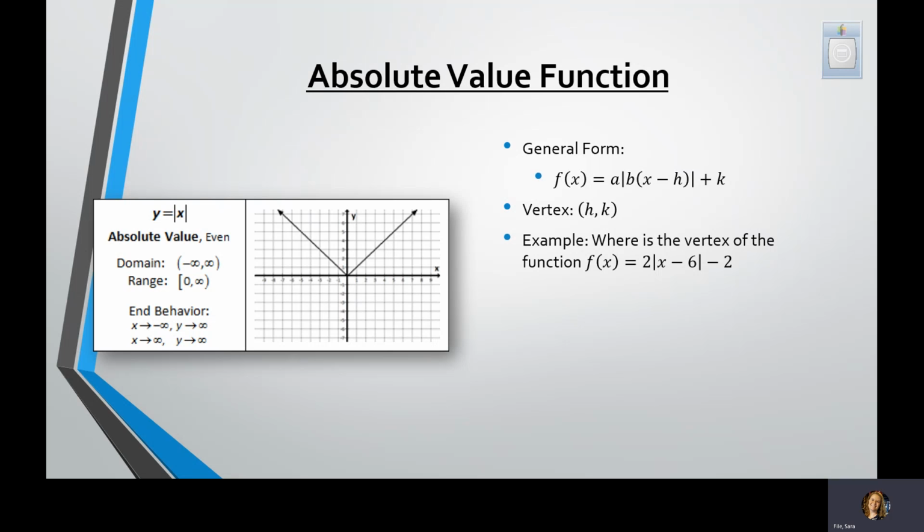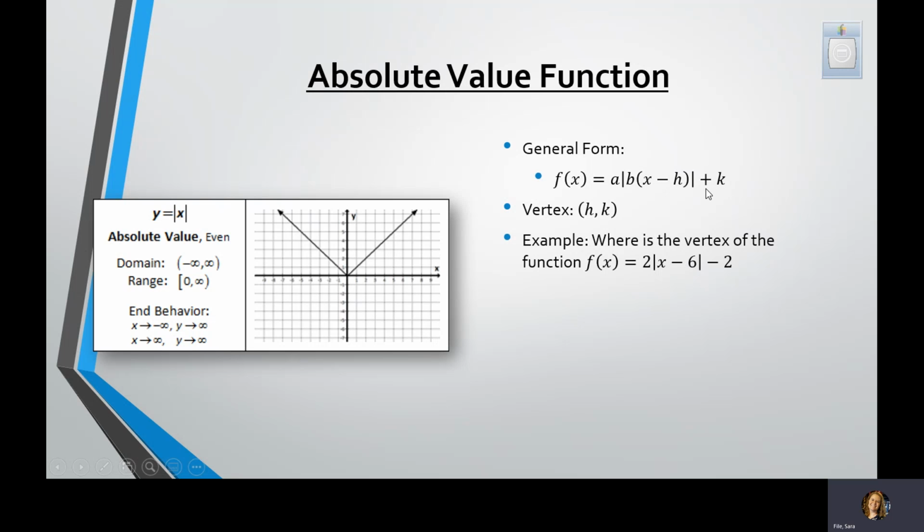What's the h and the k in that equation? 6, negative 2. Very good. It is not negative 6. There is a minus in the general form of the equation. H is what is being subtracted. So H is 6, positive 6.